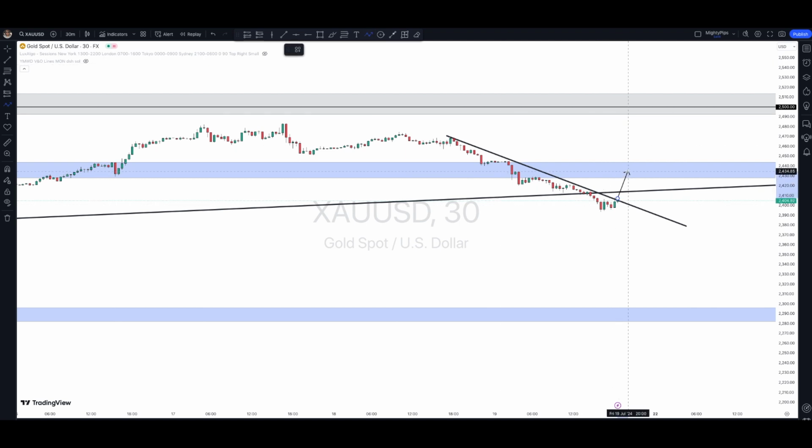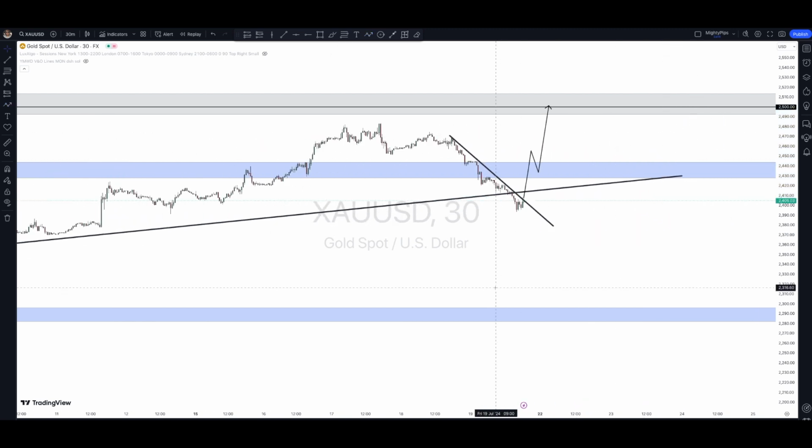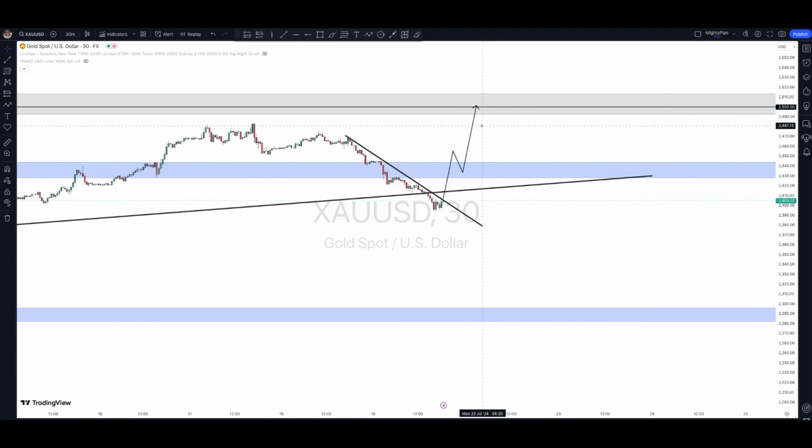Then it may reject from here and come back down. Or if it goes up and breaks above this level, it may retest around this level and then push to the psychological level like this. This is what may happen with gold, if the sell bias does not happen, which would be a pullback to the trend line and then a sell-off to this weekly level. So guys, that is the strategy that I've been wanting to show you on gold.